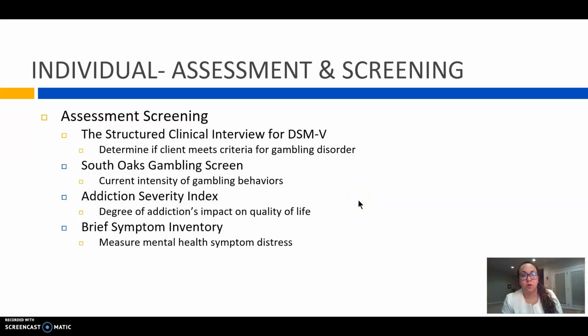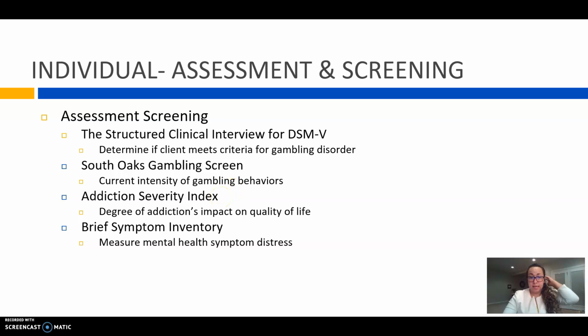Okay, so these are assessment tools that we want to use to screen somebody for gambling addiction. It's simple, you just want to stick to the DSM criteria using the structured clinical interview. You can use a South Oaks Gambling Screen that's going to gauge intensity of gambling behaviors. Addiction Severity Index. This one is good. There are lots of personalized ones.